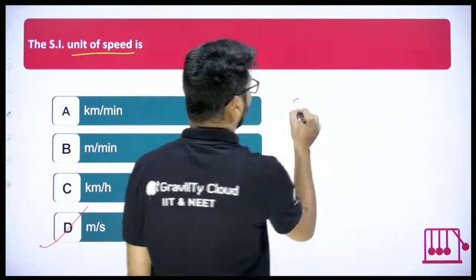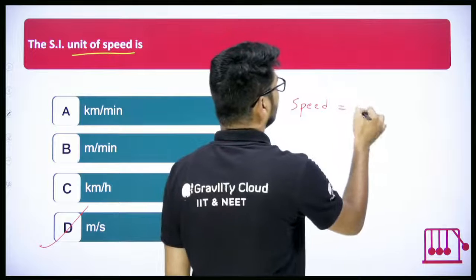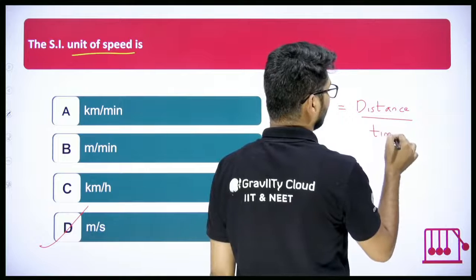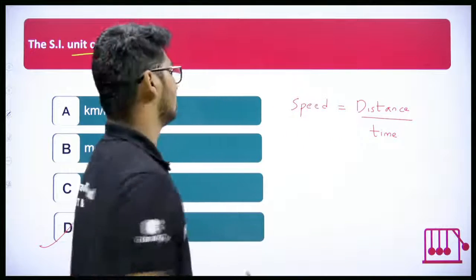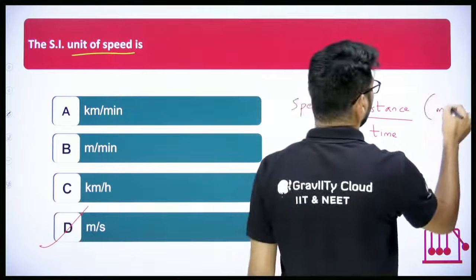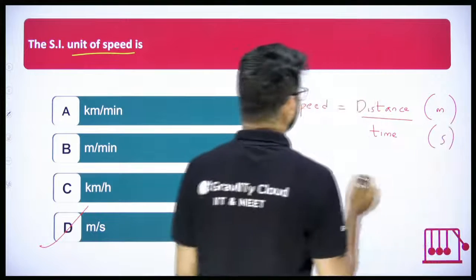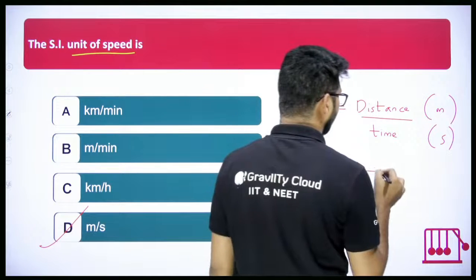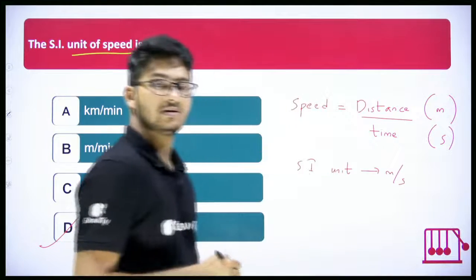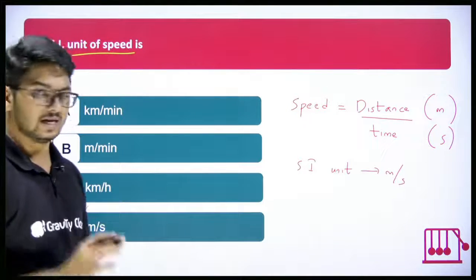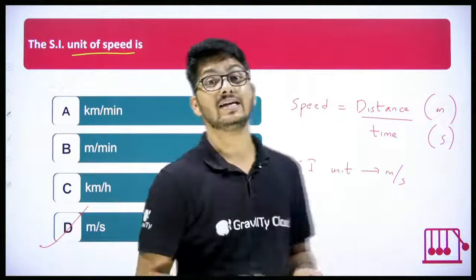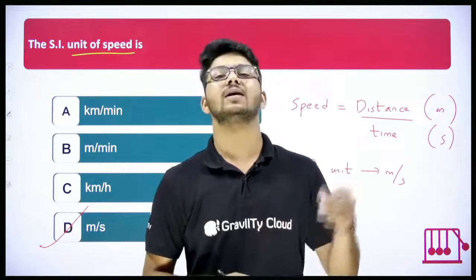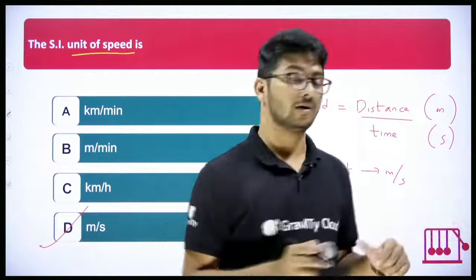Now why is that? What is the formula for speed? Speed, as we know, is equal to distance by time. What is the unit of distance? Meter. What is the unit of time? Second. So what is the unit of speed? The SI unit of speed will be meter per second. Kilometer per hour is mostly used, I know, but the SI unit of speed is meter per second. It's a very important but basic question. Clear? Good. Next.